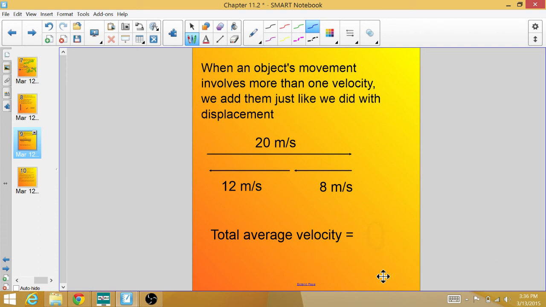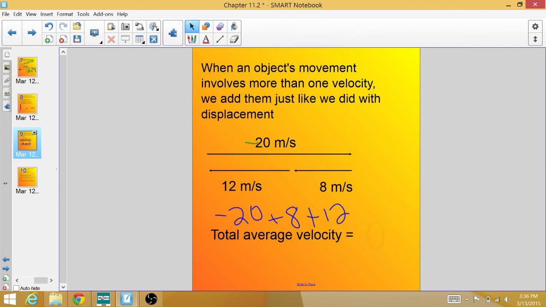If I take the average of these, the way that I do that is I do 20 plus 8 plus 12, except I need to include distances and directions here. So if I move at 20 meters per second down the driveway, I can call that negative. We'll say down the driveway and away from school is a negative direction. Coming back up, those are positive. So the way that I add these together is I have negative 20 plus 8 plus 12. And when you do all that math out, you get 0. So my average velocity for that trip was actually 0.